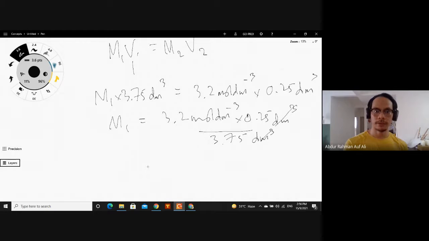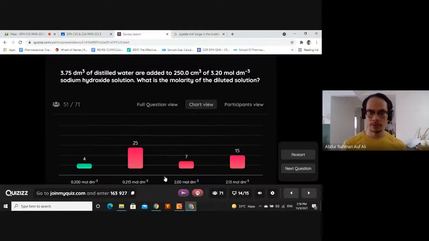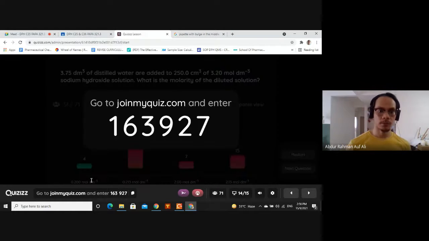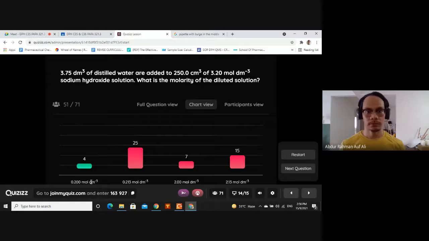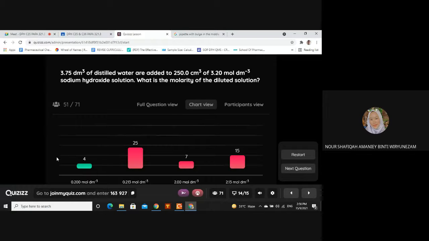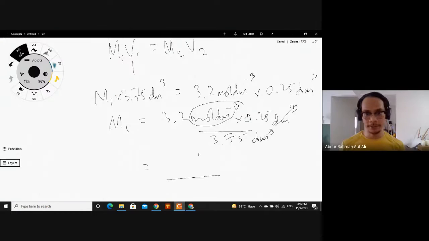Oh, I was right. Okay, so cancel the volume unit. So what remains is the unit for concentration. So we get the answer here, which I believe is 0.2 mole per decimeter cube. Right? The answer given is 0.213. Is this the short working that I did?